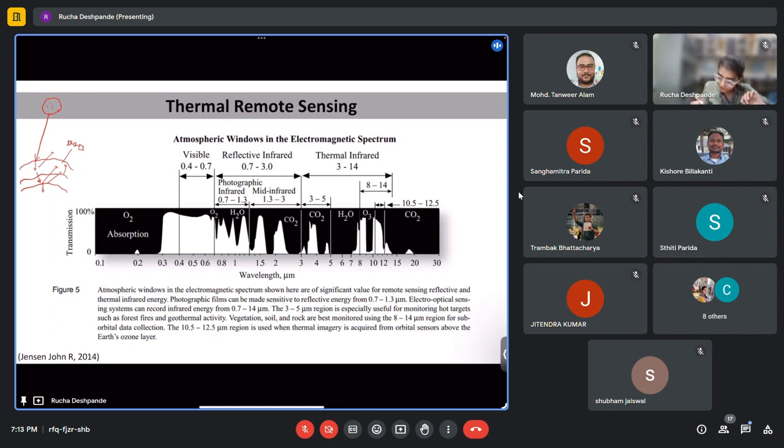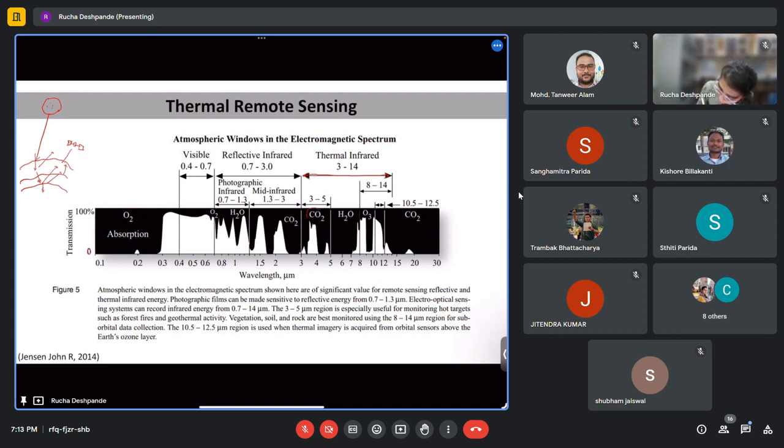So we saw that the thermal infrared region is between 3 to 14 micrometers. So here it is shown, 3 to 14 micrometers. We have thermal infrared region. So in this region, we see that. So look at this axis. This is 0 to 100. So it shows transmittance. So the white part shows how much transmission is allowed, and all the black part shows absorption.